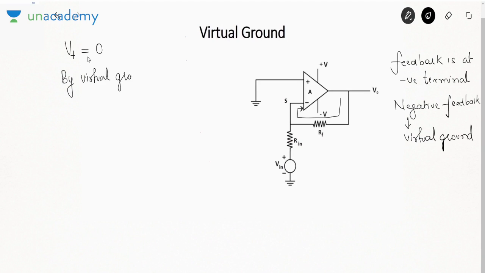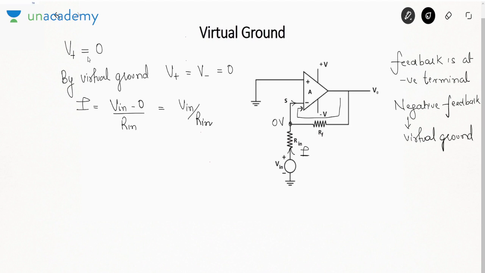By virtual ground, I know that the positive and the negative terminal voltage must be equal. So they both will be 0. So this voltage is 0 volt. What is this current I? This current I can now be written as V in minus 0 by R in. So it is V in over R in.